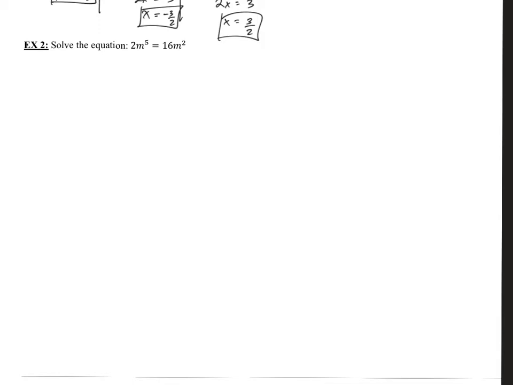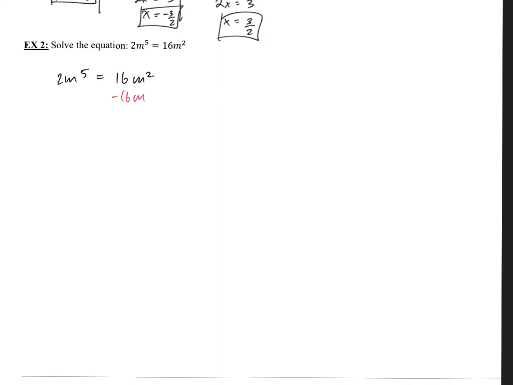Now, some of you might be tempted to try and divide both sides by m, but we cannot do that. Why? We don't know if m equals 0, and you can't divide by 0, so we cannot do that. Okay? So what we're going to do, oops, that's not supposed to be 5. We'll set this equal to 0 and see if we can factor. That's basically always going to be the plan with quadratics, unless you can do the square root property.